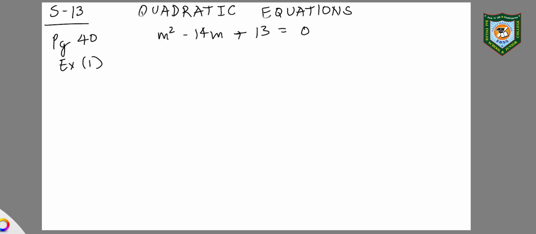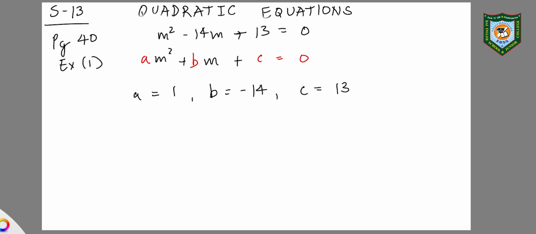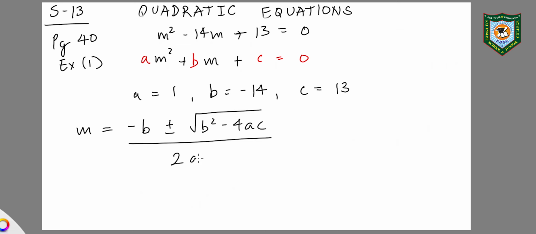So as always, we compare this to our standard equation. Our standard equation is am square plus bm plus c is equal to 0. So our a value here is 1, my b value here is minus 14, and my c value here is 13. Now our formula for the roots of m is m equals minus b plus minus under root b square minus 4ac divided by 2a. So here we are going to substitute all the values as they are.